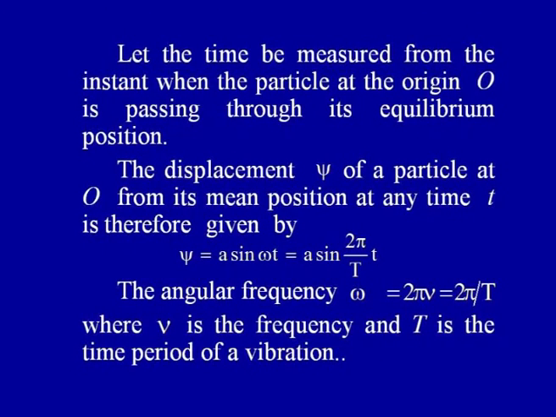As the wave proceeds, each successive particle of the medium is set into simple harmonic vibration. Let the time be measured from the instant when the particle at the origin O is passing through its equilibrium position. This will set the initial phase of the vibration. The displacement psi of a particle at O from its mean position at any time t is therefore given by psi is equal to A sin omega t, which can be written as A sin 2 pi by capital T times t.